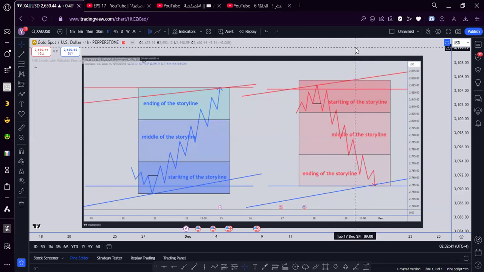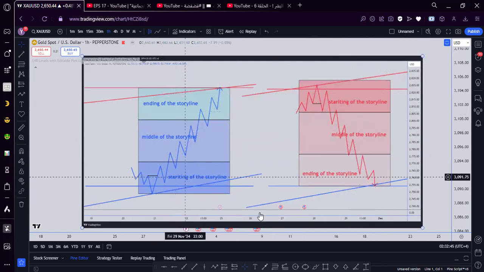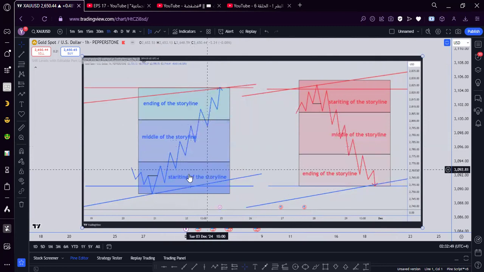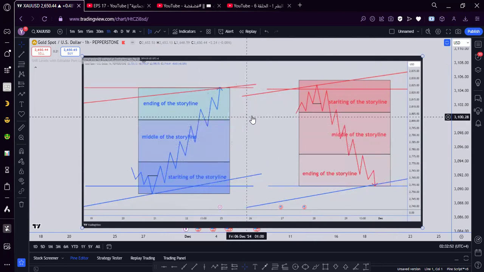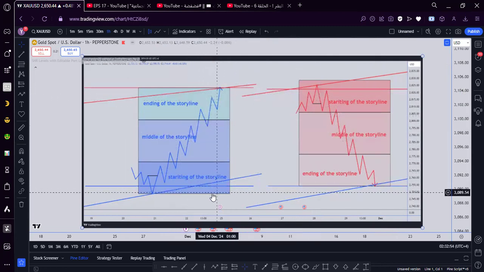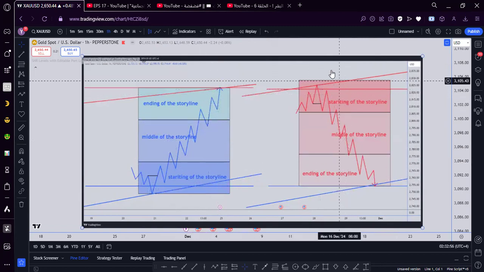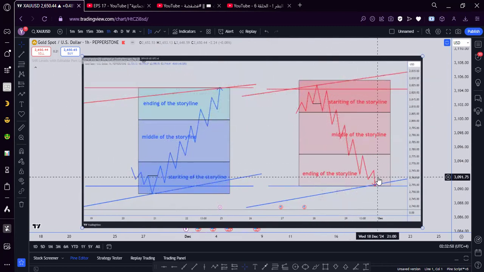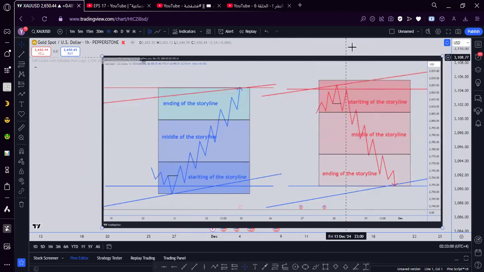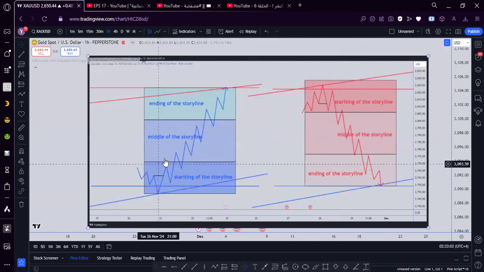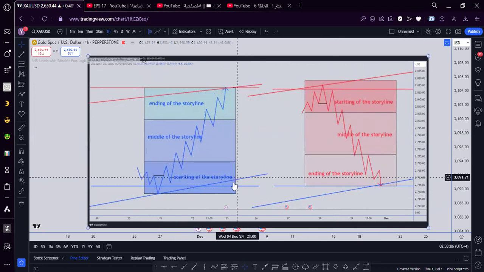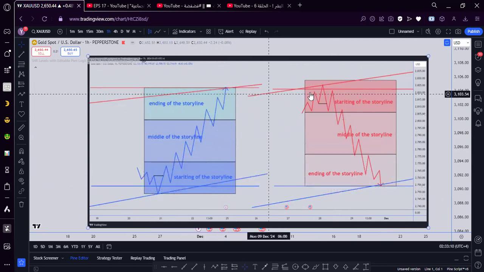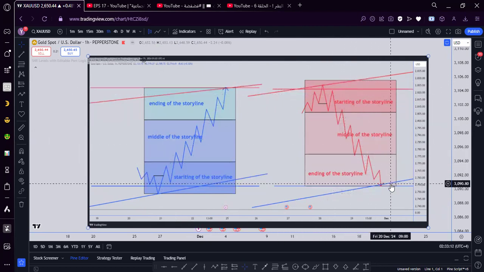In the past video, we learned the phases of the storyline and also the levels that we can use for our setups inside each part of the bullish storyline and the bearish storyline. Alright? So today's video is about the setups that we can take from the first part for the bullish storyline and for the bearish storyline.